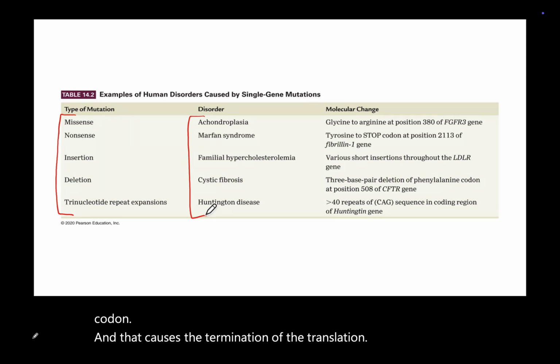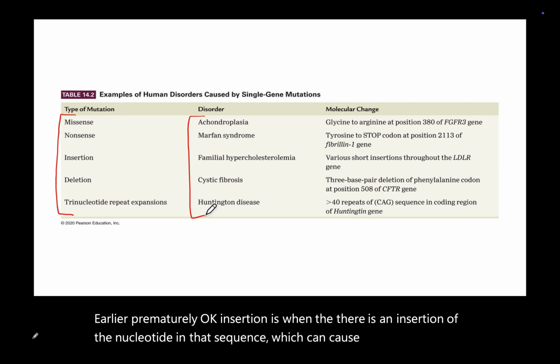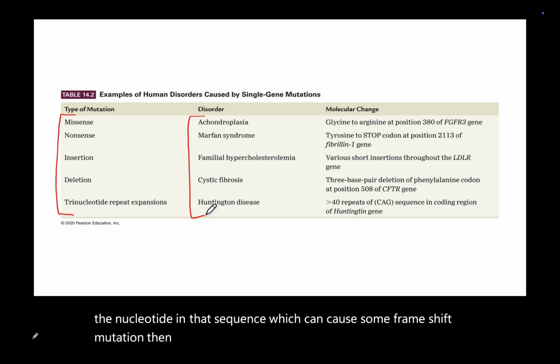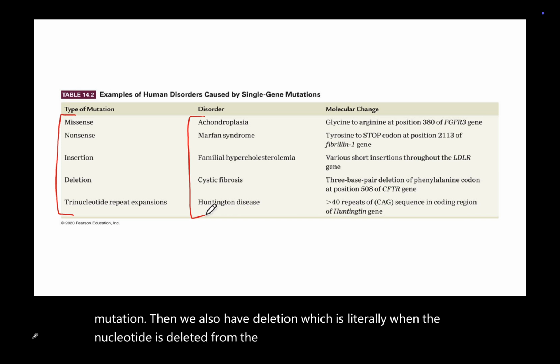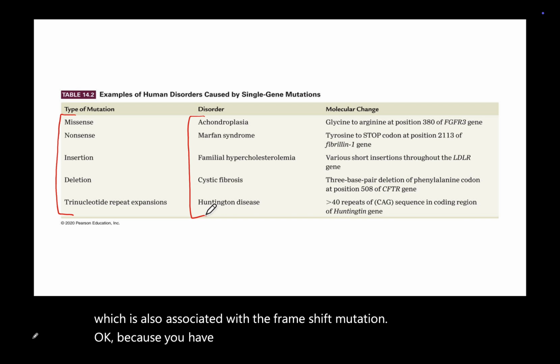A nonsense mutation is when that triplet code is actually a stop codon, and that causes the termination of the translation earlier, prematurely. Okay? Insertion is when there is an insertion of the nucleotide in that sequence, which can cause some frame shift mutation. Then we also have deletion, which is literally when that nucleotide is deleted from the gene. And the last one is expansion, which is also associated with the frame shift mutation, okay? Because you have insertion or multiple insertions in that gene.